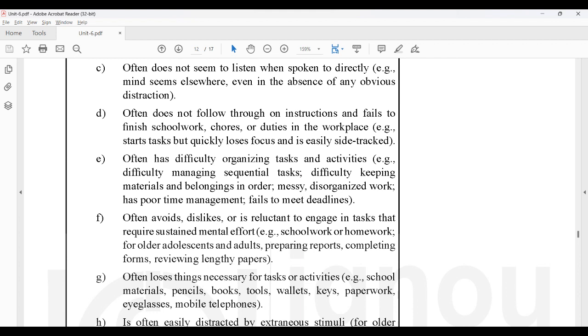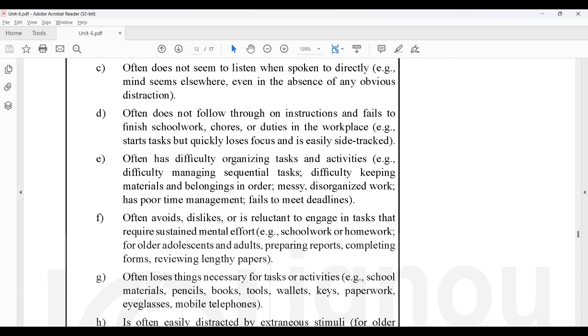E. Often has difficulty organizing tasks and activities. For example, difficulty managing sequential tasks, difficulty keeping materials and belongings in order, messy, disorganized work, has poor time management, fails to meet deadlines. F. Often avoids, dislikes, or is reluctant to engage in tasks that require sustained mental effort, for example, schoolwork or homework. For older adolescents and adults, preparing reports, completing forms, reviewing lengthy papers.